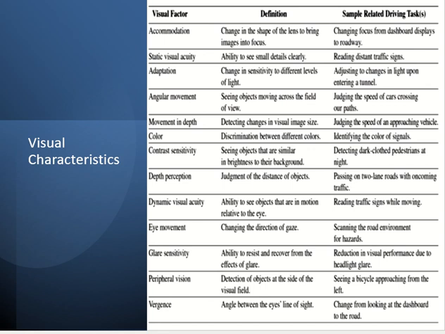So angular movement is used when you are judging the speed of vehicles which are crossing you. So you're waiting at the roundabout. You look at the vehicle that is crossing. How fast is it? After how much time will I get the chance to move? So this is angular movement.